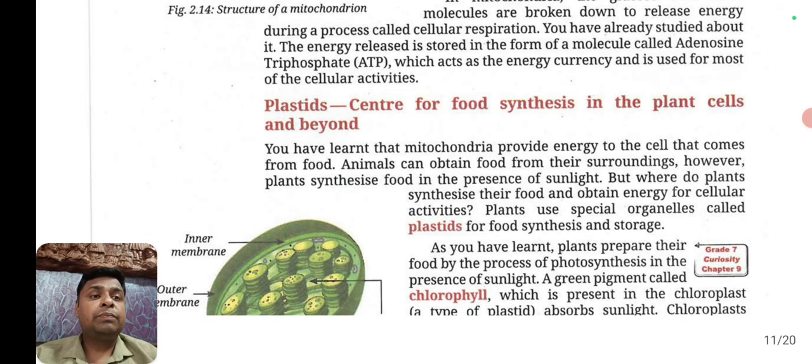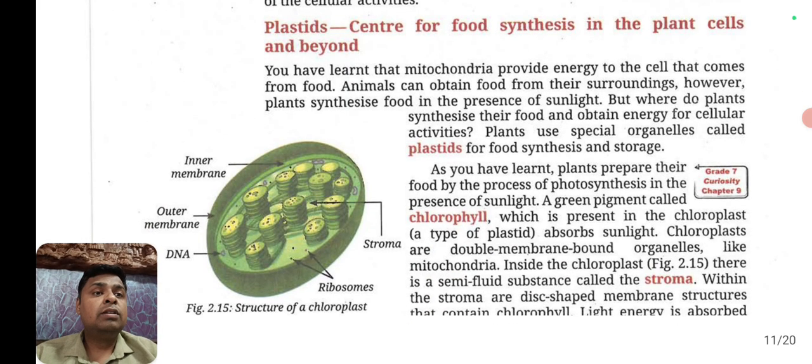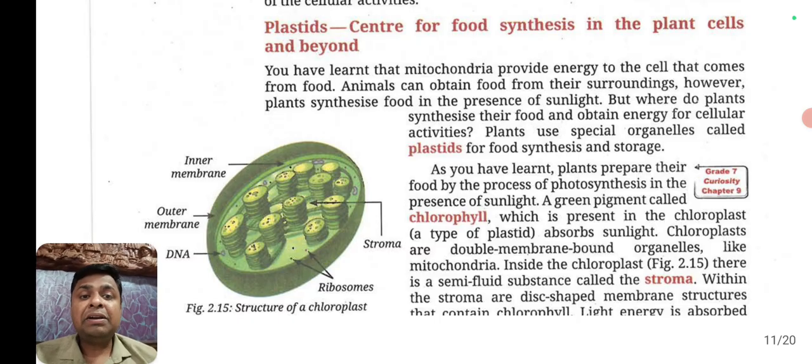Then plastids, the center for food synthesis in plant cells and beyond. So let us try to understand what a chloroplast is. You have learnt that mitochondria provide energy to us. Animals can obtain food from the surroundings. However, plants synthesize their food. So a car requires petrol, it's a fuel. Like that, plants prepare their own food.